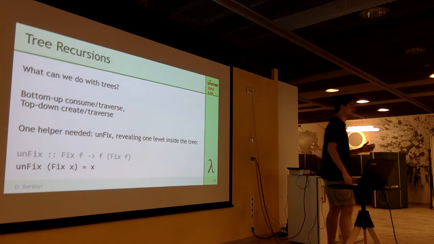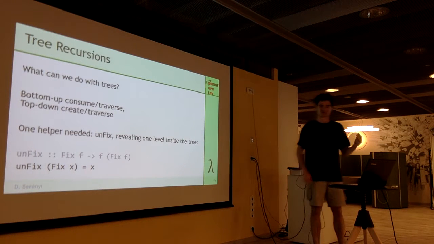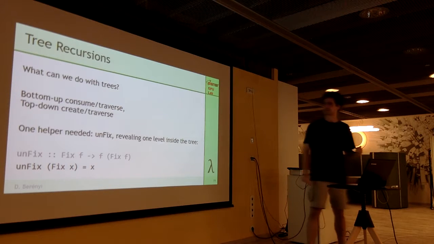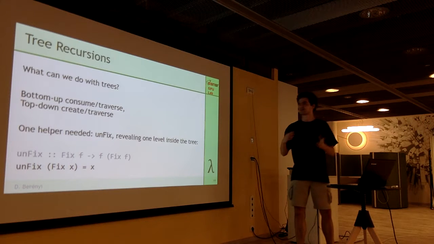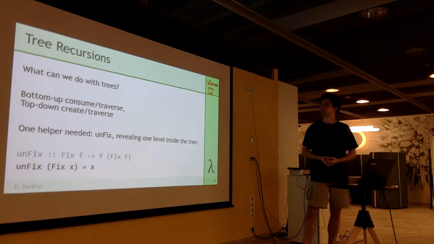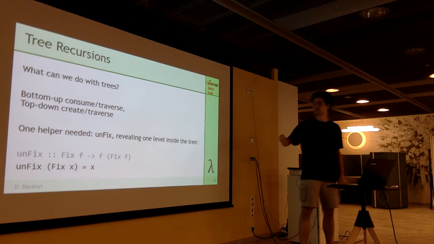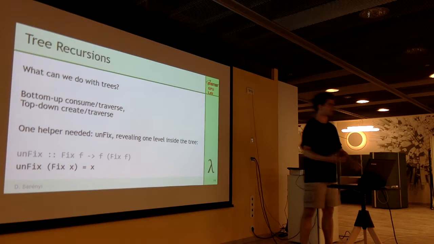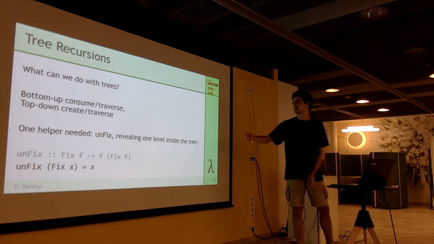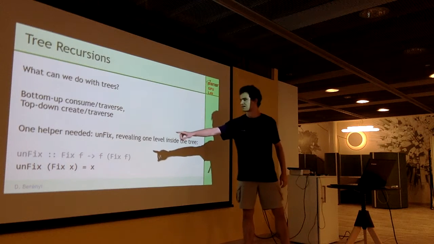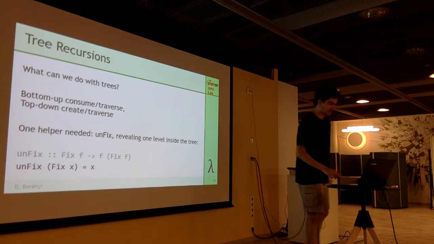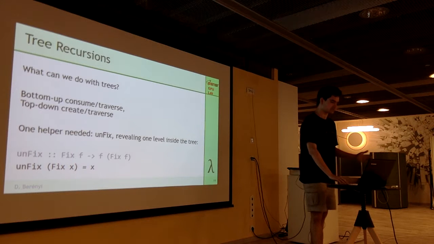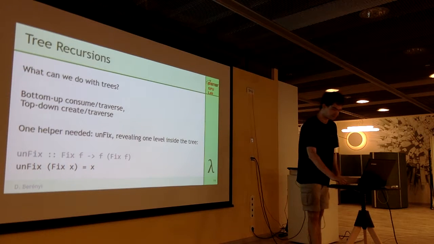Now, the interesting part comes when we would like to do operations with these trees, and the most important ones are the bottom-up and top-down processes that are consuming, creating, or just traversing the tree from different directions. We need one helper for that. This is the inverse of the fix, where we reveal one level of the structure that we are considering, and we are really just looking more deeply into the structure, and we can access the underlying sum type. For example, we can have a pattern match on it and then do something with the internals.